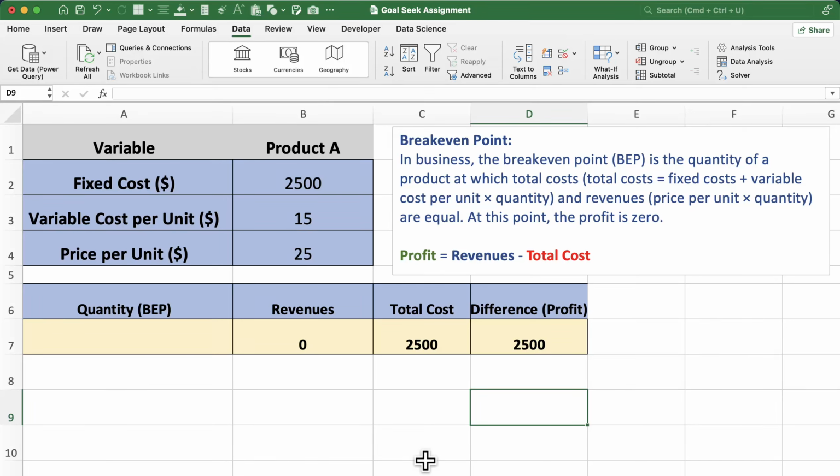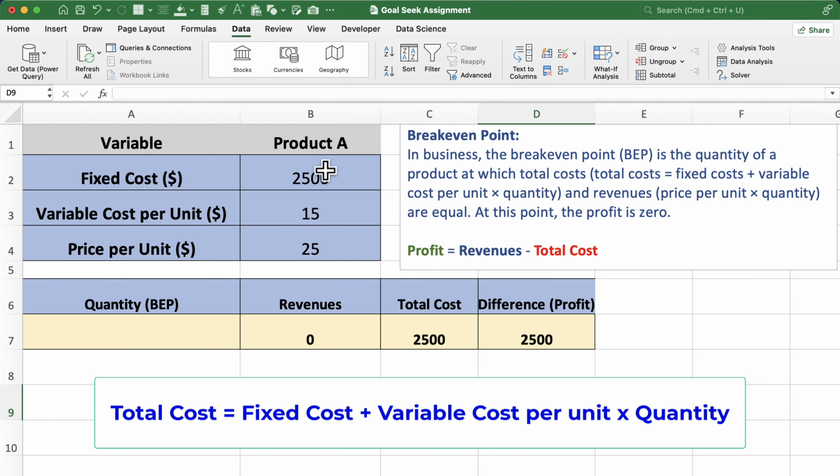In this video, I will explain break-even point. In business, the break-even point is the quantity of a product at which total cost and revenues become equal and therefore profit becomes zero. Total cost comes from adding fixed cost and variable cost.